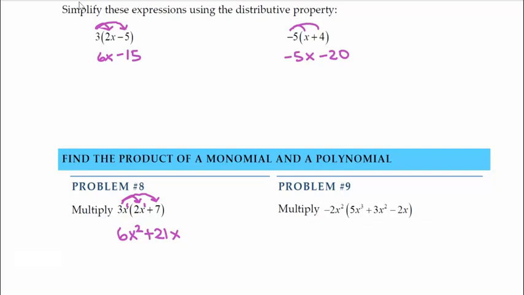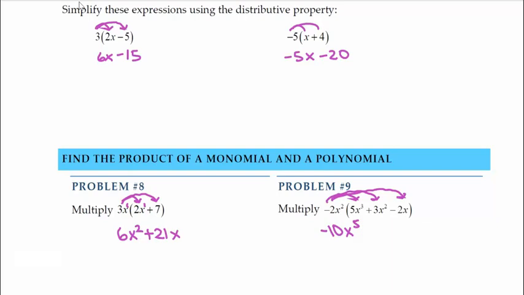Okay, let's do this. Now we're going to distribute negative 2x squared to everybody inside. All right, so if there's 2 things inside, distribute it to them. If there was 5 things inside, make sure you always distribute it to everybody. So here I get negative 10x to the, now remember, we're adding those exponents together, so 2 plus 3 is 5. So that's going to be negative 10x to the 5th.